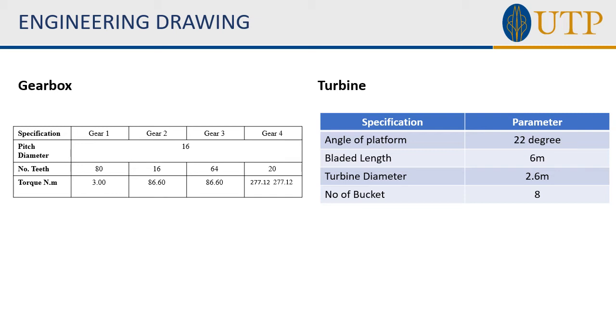And our next specification is the turbine. For our turbine, the angle of the platform will be 22 degrees, the bladed length is 6 and the turbine diameter is 2.6. All of these specifications will affect our calculation of the output of the power generated by the turbine in our system. So from all of the specifications, we will draw a suitable design for the component.